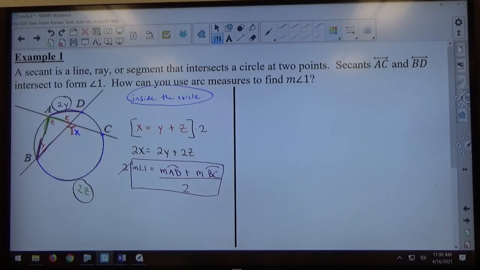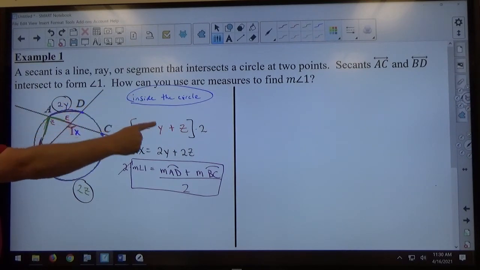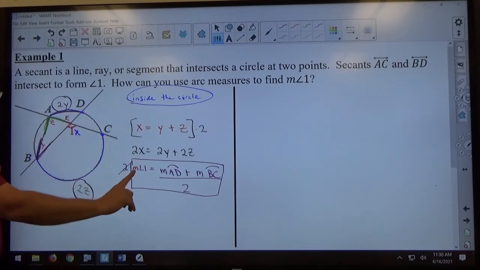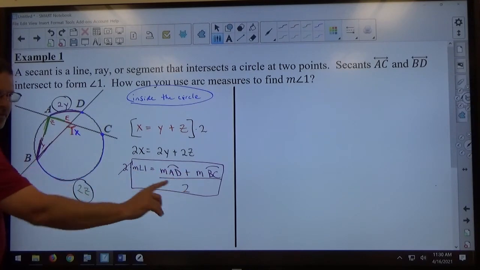That is the relationship between the angle and the two arcs when secants intersect inside a circle. Also, if chords intersect. If these were just chords instead of secants, we'd have the same picture, right? We still have AD, BC, this angle, right? So this plus this divided by 2 makes that. If I'm inside the circle, I add the arcs, divide by 2. That's the relationship you need to get stuck inside your brain like super glue. When I'm inside the circle, the inside angle equals the sum of the arcs divided by 2.